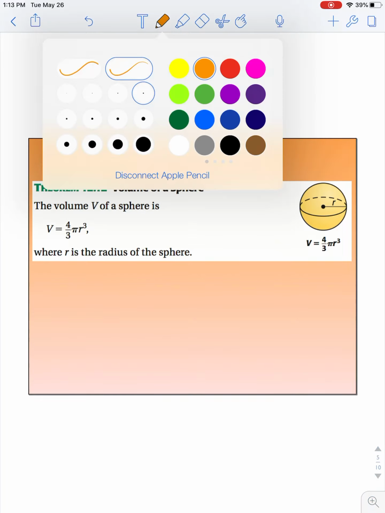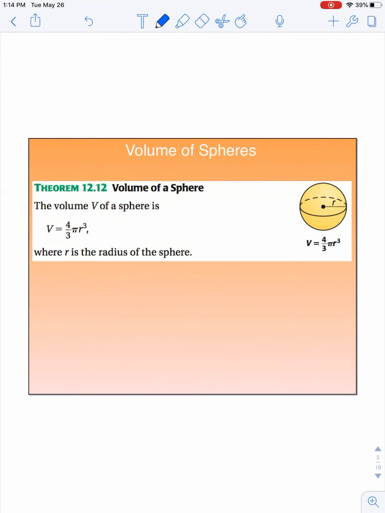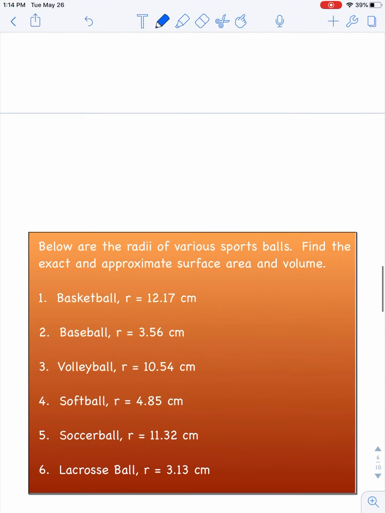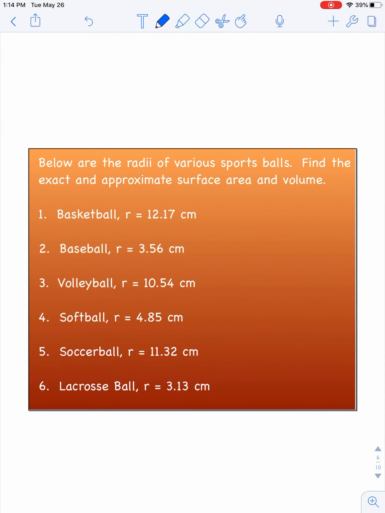So actually, the good news is surface area and volume of spheres are pretty easy. They're a lot easier than the pyramids and prisms, calculating apothems of regular polygons, and sometimes trying to find slant height and so forth. So what we're going to do here is calculate the volume and surface area of a couple spheres. It says, below are the radii of various sports balls. Find the exact and approximate surface area and volume.